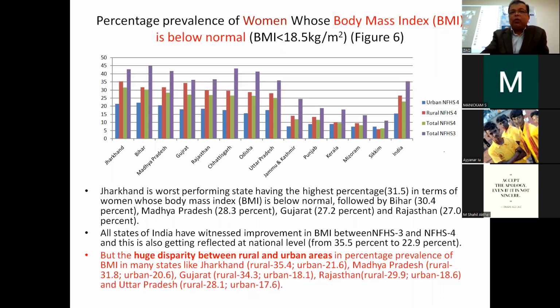There is a huge disparity between rural and urban areas in percentage prevalence of low BMI in many states. Jharkhand: rural is 35.4 and urban is 21.6. Madhya Pradesh, rural is 31.8, urban is 20.6. Gujarat, rural is 34.3, urban is 18, right? Now, what do you think of reproductive health when the BMI is so low? How can we ensure it? Because 18 to 21, 23, 24 are official or unofficial numbers for the age of getting married and attaining motherhood.